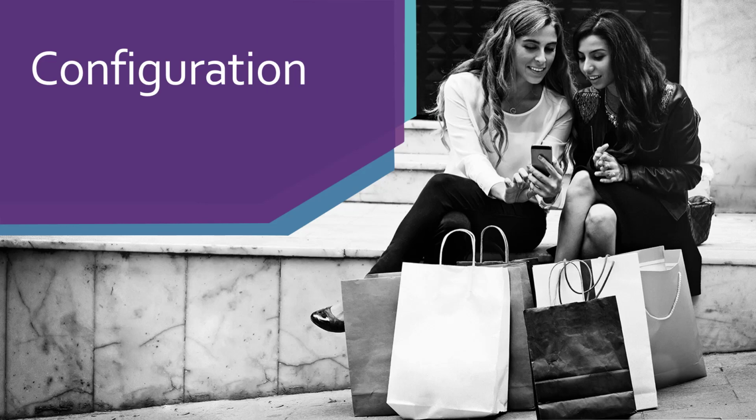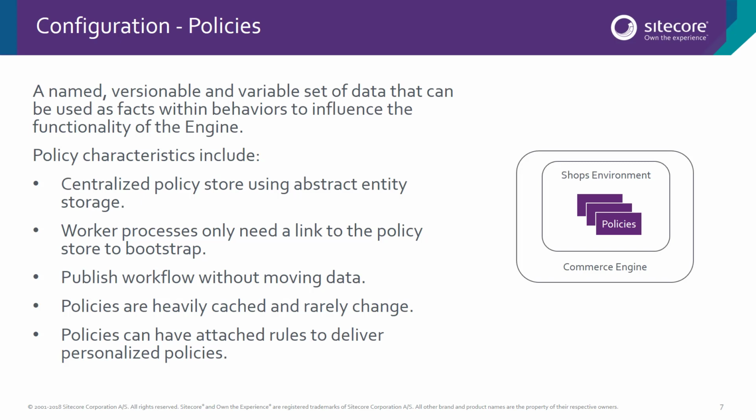So now we can start to take a look at how a deployment of Sitecore Experience Commerce is configured. We'll start with policies. A policy can be thought of as a group of settings that affect the functionality of a feature within the commerce engine. They're named, versionable, variable datasets that go towards making the engine as configurable as it is. They're all stored in a centralized policy store, which is populated via the Bootstrap functionality we'll talk about in a minute. And they're heavily cached, rarely changing their values outside of a deployment scenario.